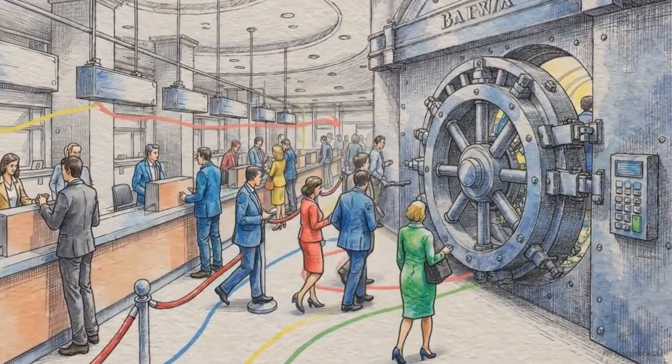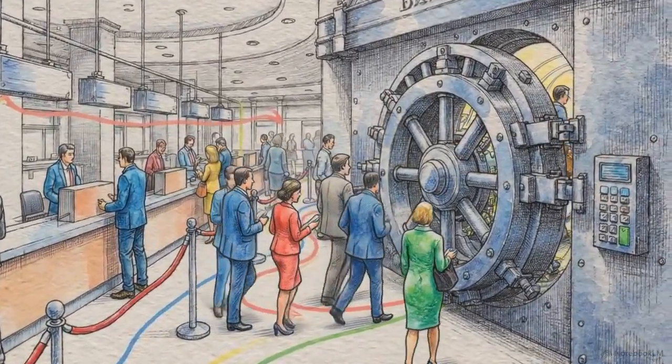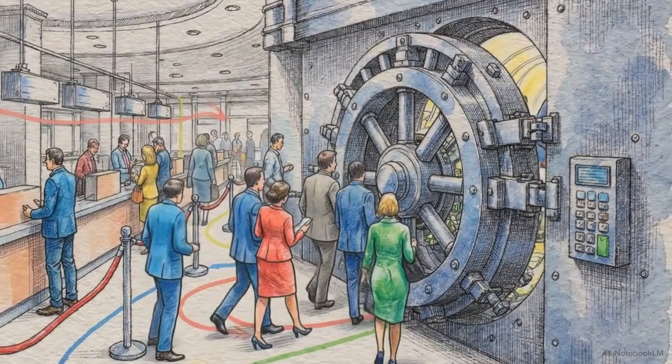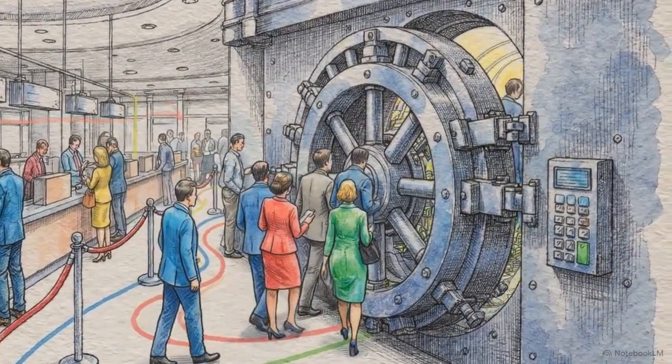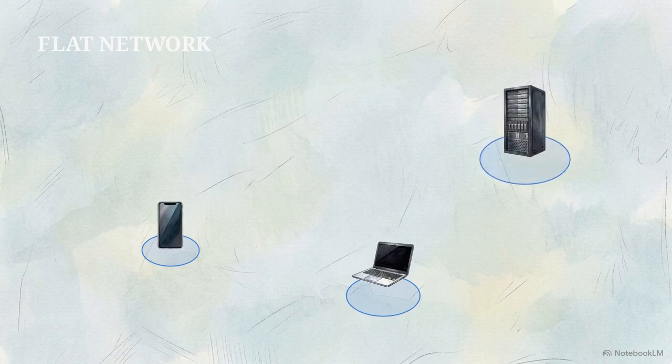Imagine a bank with no restricted areas, where any customer walking through the lobby can walk straight past the tellers and directly into the main vault. In the digital world, that architecture is known as a flat network. It is a design where every device, from a student's phone to a school's central database, shares the exact same digital space without any internal barriers.